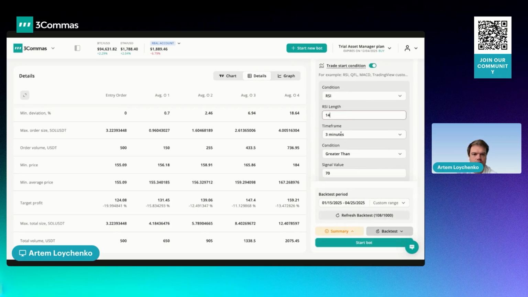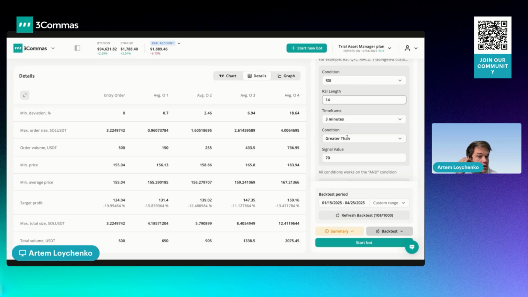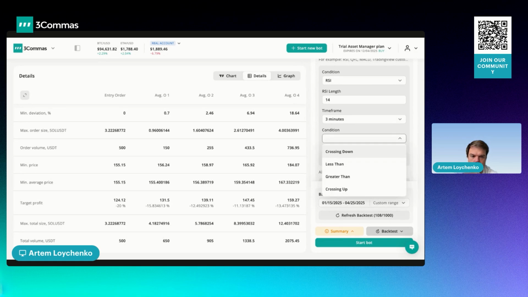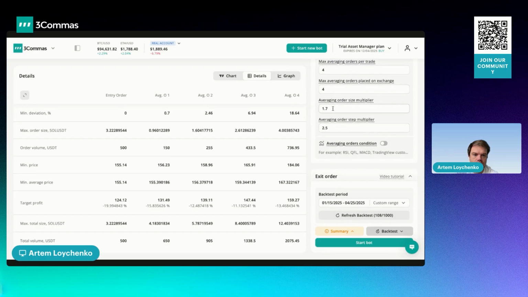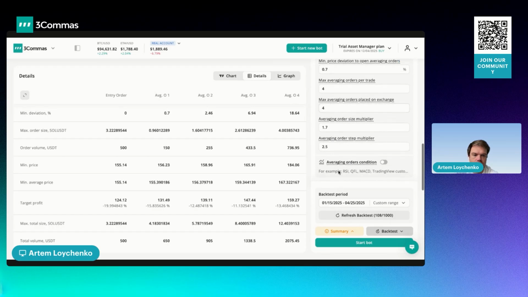It was RSI here. It was 3. I used, as I remember correctly, crossing down 70. We used that for the long trend because we were thinking that the situation was oversold. So what we can do here is crossing up, for example, let's have 30 here. Right. I will not touch the deviation and just go with it.